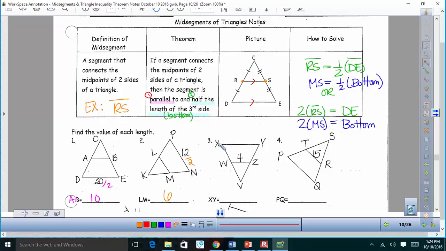Okay, in 3, what part did they give us? The midsegment, so what would I do to find the bottom? Multiply by 2, so XY would equal 8. Okay, in 4, did they give me the midsegment or the bottom? Midsegment, so I'd do what to find PQ? Multiply by 2, so that would give me 30. So you got to make sure you know whether it gives you the midsegment or bottom, and then use that formula. Okay?